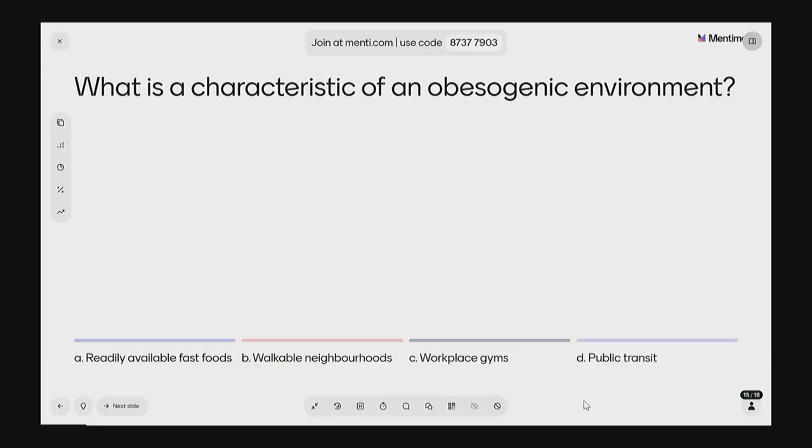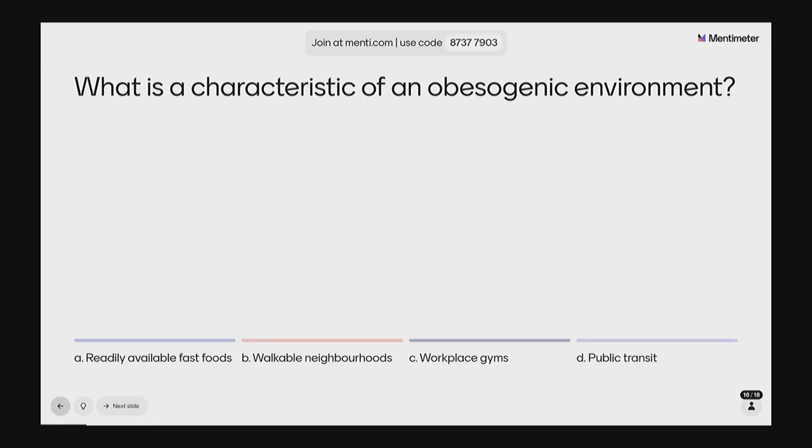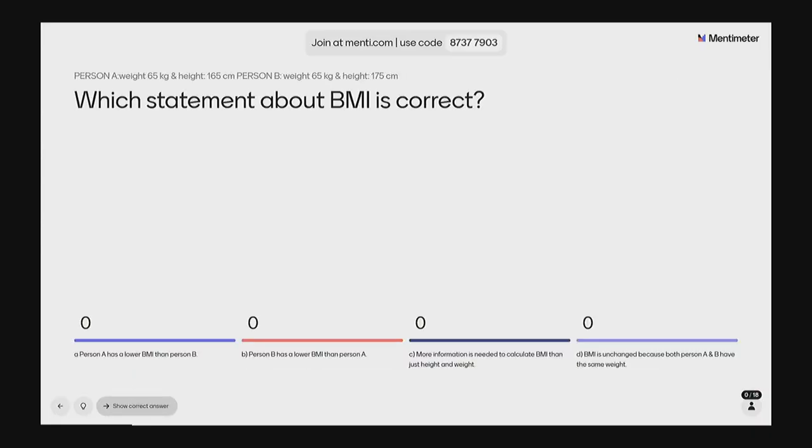Which of the following is? Yes, go ahead. A, so readily available fast foods will be a characteristic of an obesogenic environment, because we talked about them being environments that help promote weight gain, so help promote sedentary lifestyles and eating foods that are high in saturated fats, salts, and free sugars. And so all the other examples, walkable neighborhoods promote higher physical activity, workplace gyms, higher physical activity, public transit, you're forced to walk a bit. So that is also helpful for a leptogenic environment.